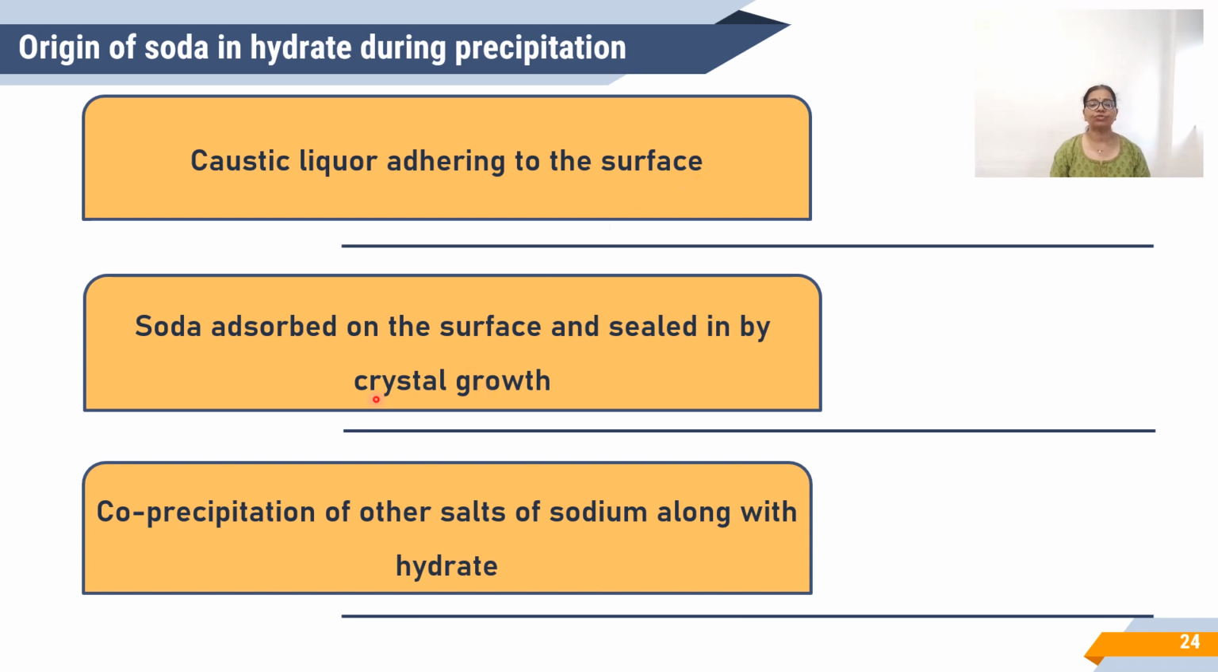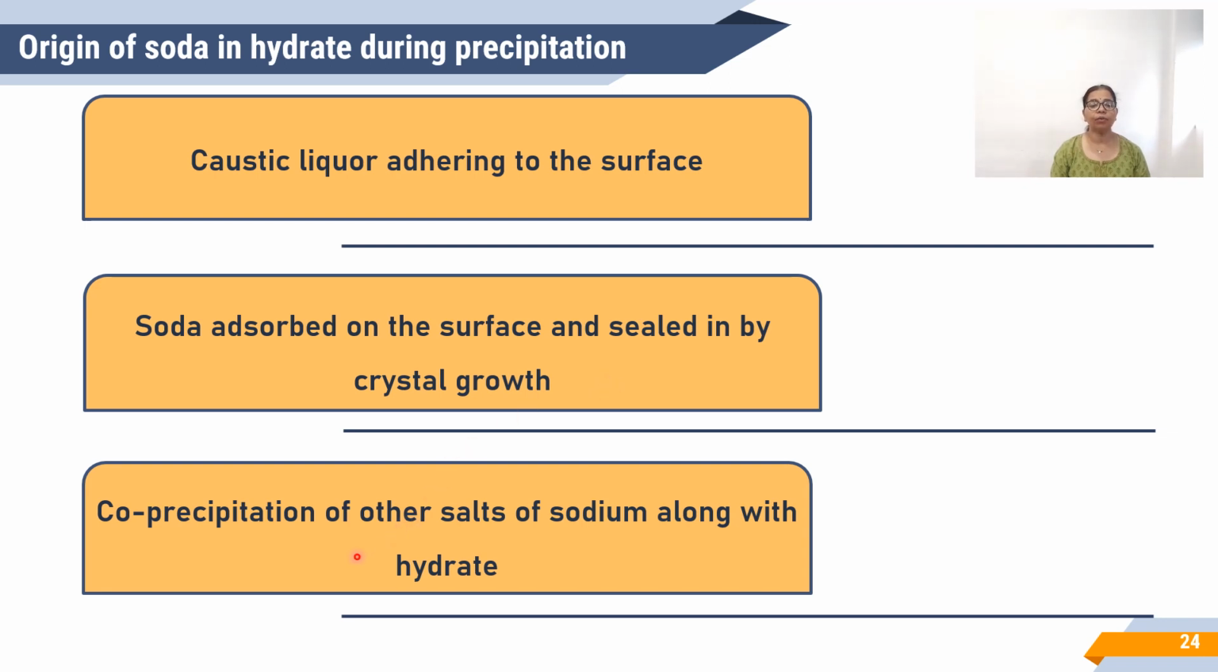But the other soda, the caustic soda which is sealed in by the crystal growth of the particles, cannot be removed, because the soda which is adsorbed on the surface can be removed by washing or by a slight addition of acid to it, but the soda sealed into the crystal growth, which is also called the bound soda, is very difficult to remove. One of the methods is to partially calcine it, so that this soda comes on the surface, and then washing the hydrate activated alumina, so the soda can be reduced to about 0.1% by this process.